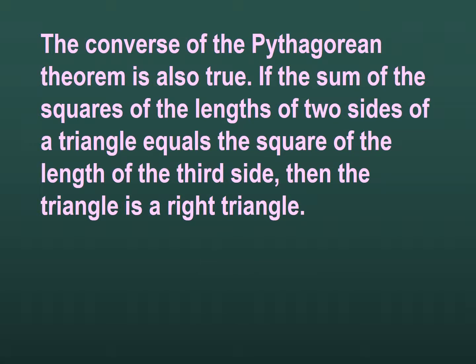So the converse of the Pythagorean theorem is also true. If the sum of the squares of the lengths of two sides of a triangle is equal to the square of the length of the third side, then the triangle is a right triangle.